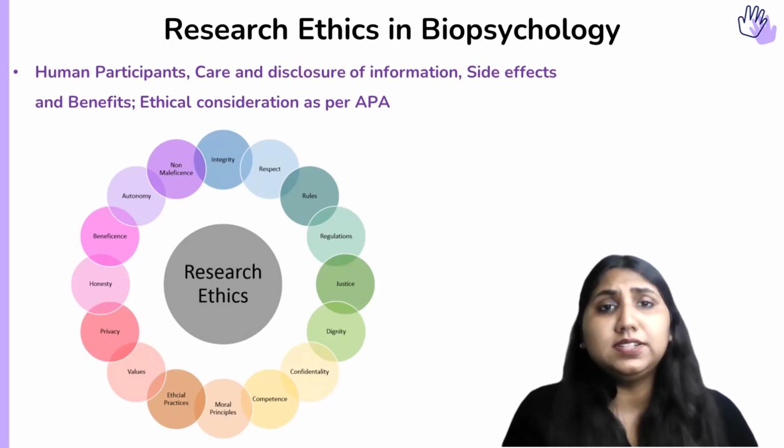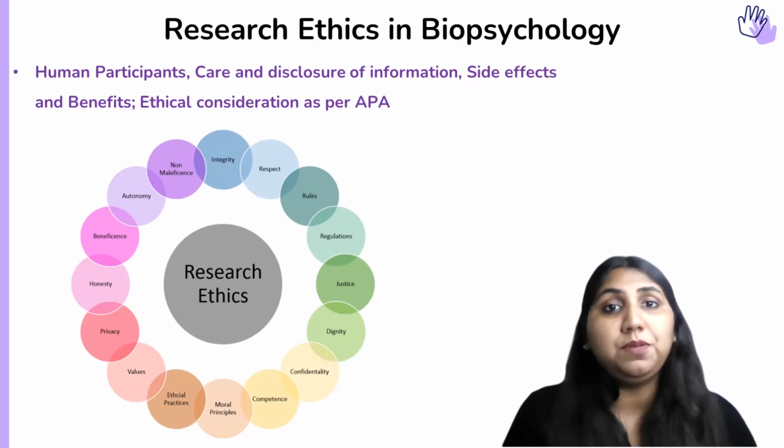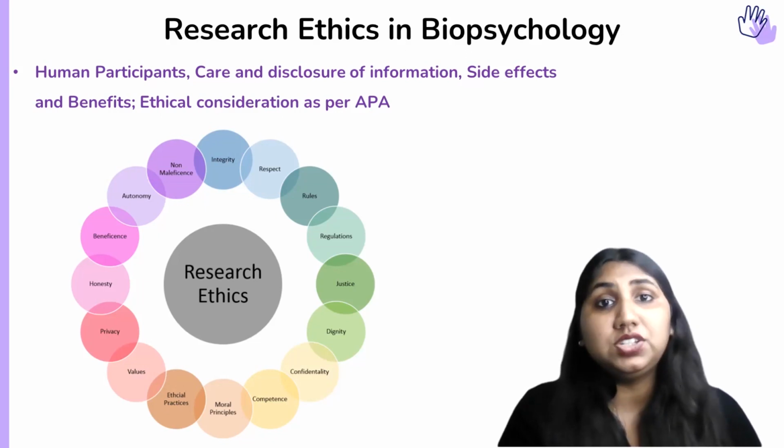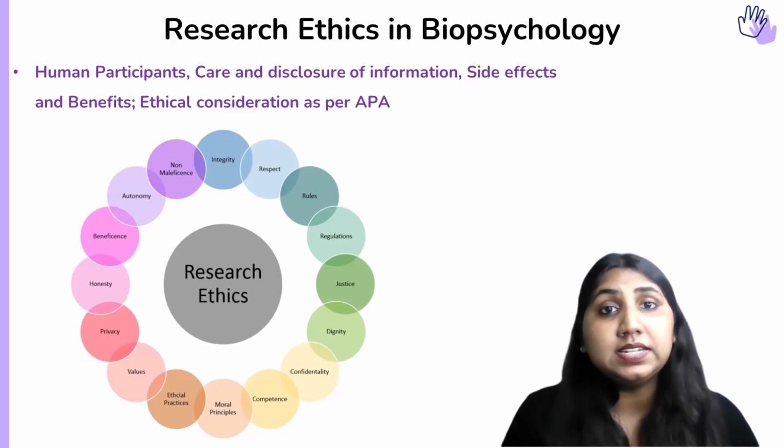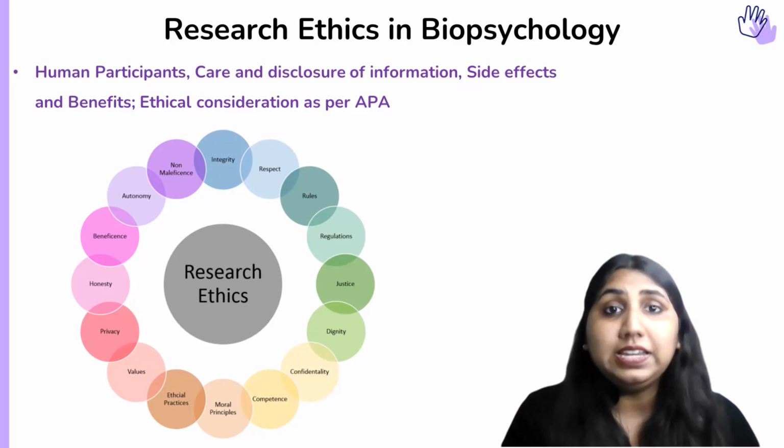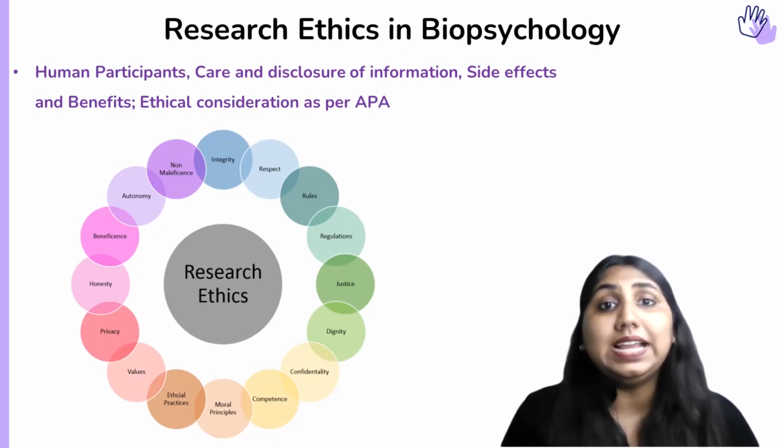And apart from that, certain research ethics rules that you should always abide by are: have integrity, respect your participants, follow the rules set by APA to do research which is ethical, make sure of regulations, be just toward your participants, ensure their dignity and confidentiality. Whatever research you are planning to do, make sure that you're competent enough. If not, always seek help, always go to your supervisors and check in with them. Have moral principles, ethical principles, have your own value system which guides you towards right and wrong.